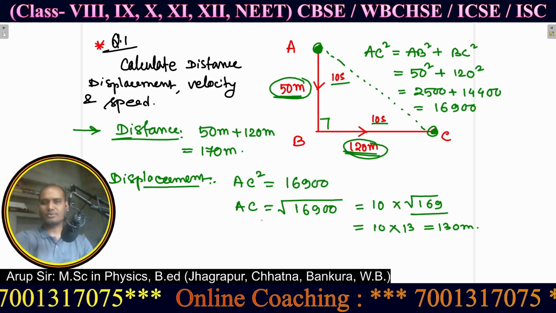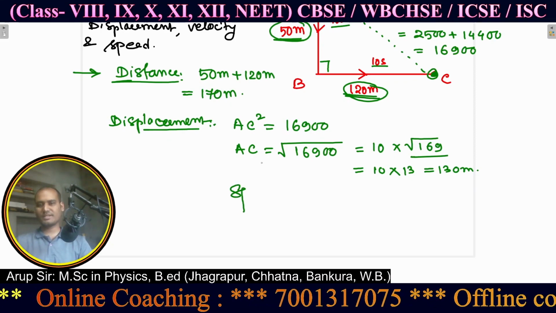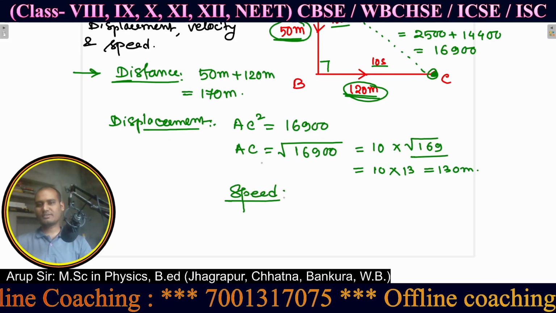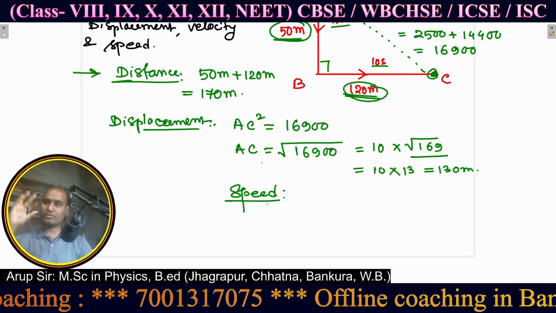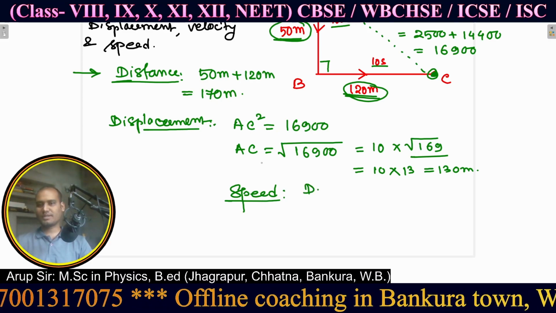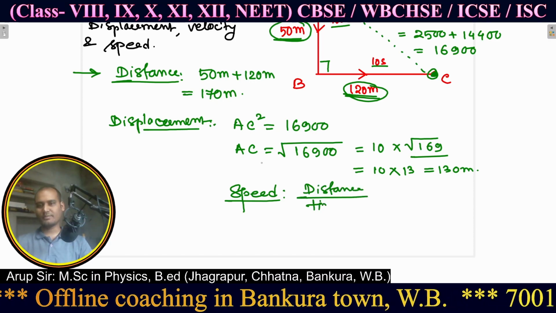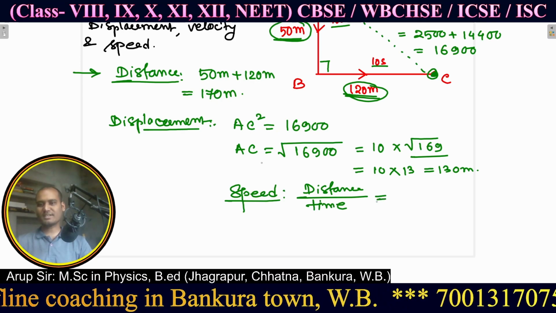Now let's come to the velocity and speed. Simply speed, you know about speed. Speed is related to the track. In a track an odometer is there, so speed comes from distance. So speed is equal to what? Distance upon time. So how much distance and how much time?